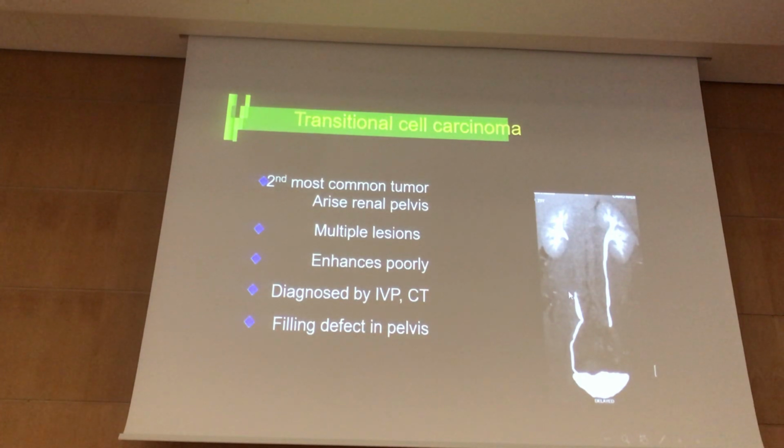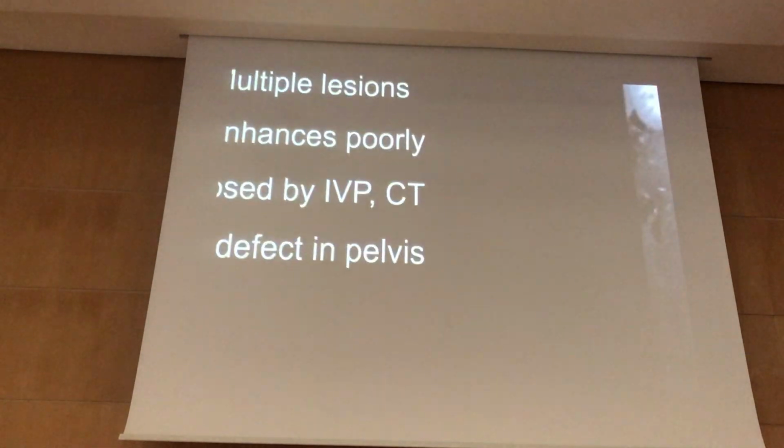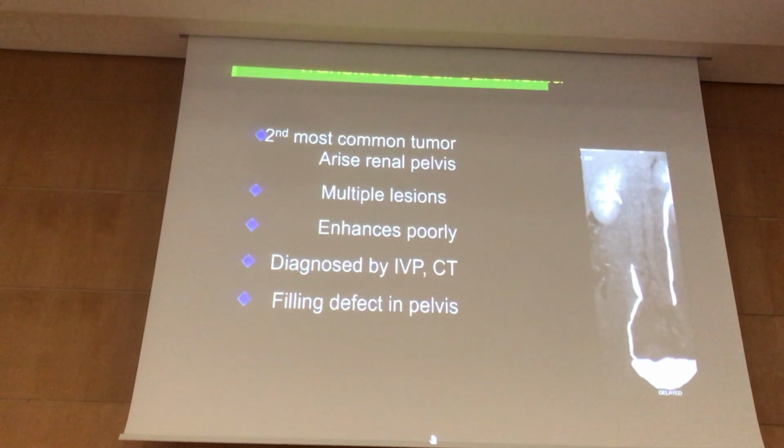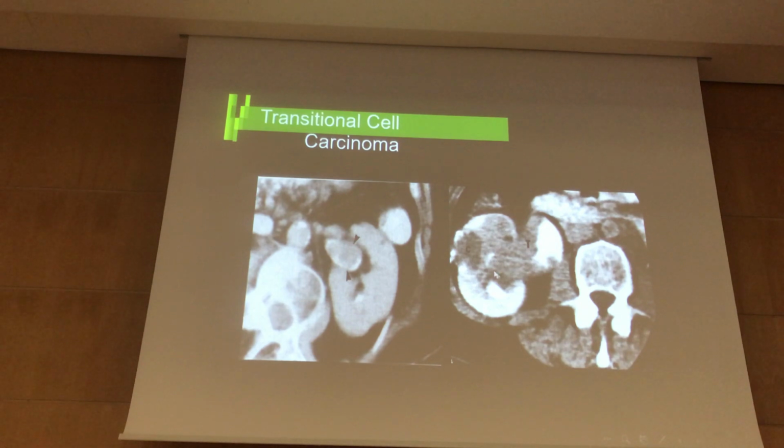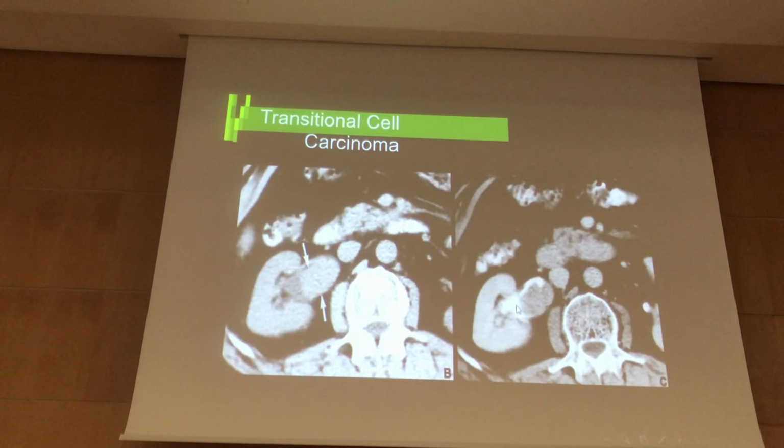This lies in the collecting system. It can be in the renal pelvis, ureter, or urinary bladder, so we need an IVP. If you do a CT scan, you would see a filling defect in the collecting system like this. If you do an IVP, you would see another filling defect in the upper calyces like this. You would see a filling defect in the renal pelvis and collecting system. These are all transitional cell carcinomas.